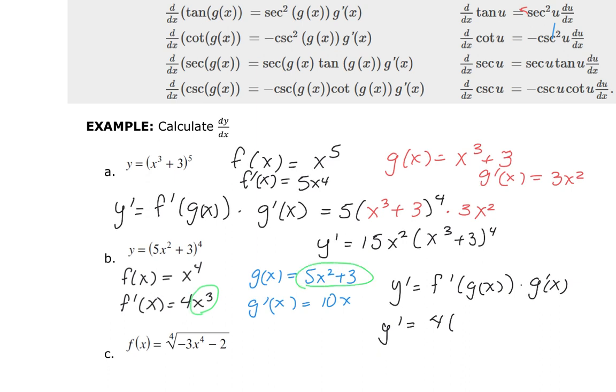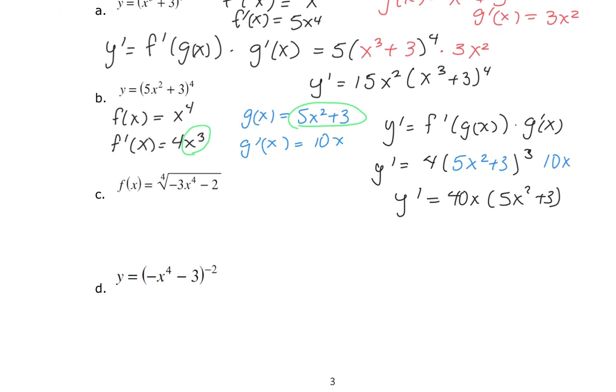So it'd be 4 multiplied by 5x squared plus 3 raised to the third power multiplied by my g prime of x, which happens to be 10x. Now to clean this all up, I have y prime is going to be equal to 40x(5x squared plus 3)^3.